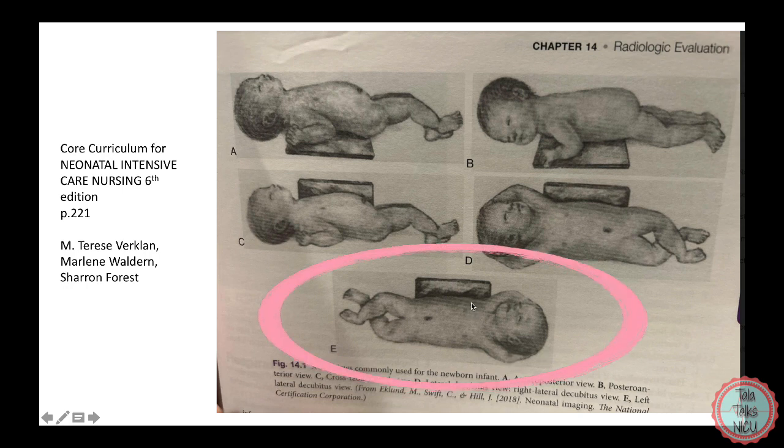is up. If there is free air here, then it would trap under the liver and it would show a very clear black rim under the white liver. So that's really the most common time that we use that left lateral decubitus.